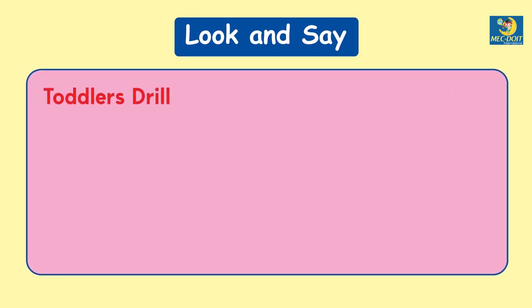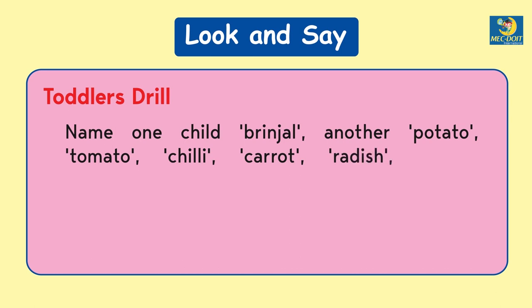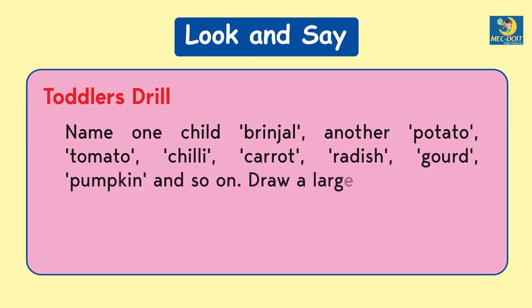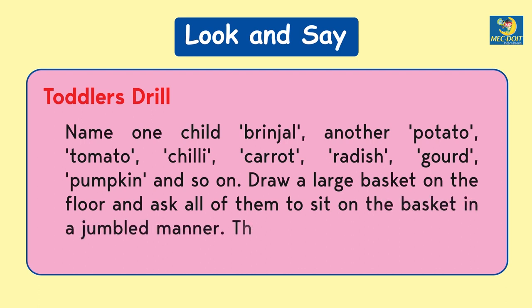Toddler's drill. Name one child: brinjal, another potato, tomato, chili, carrot, radish, gourd, pumpkin, and so on. Draw a large basket on the floor and ask all of them to sit on the basket in a jumbled manner. This is a vegetable basket.